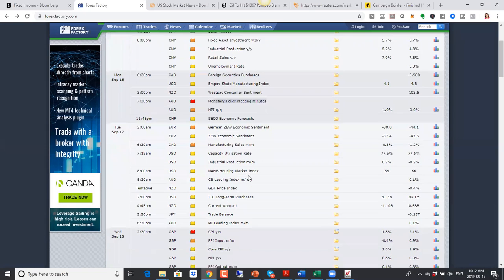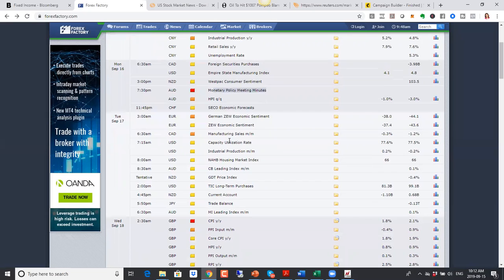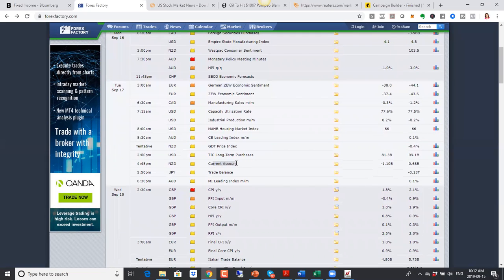On Tuesday, we have German economic sentiment, but other than that, not a ton in terms of high impact data. There's the current account. This one's usually important, especially with the trade war and all that. If the numbers are below expectations, we are likely to see a drop in the New Zealand dollar.